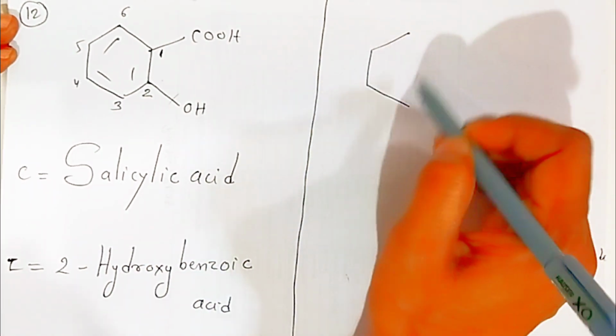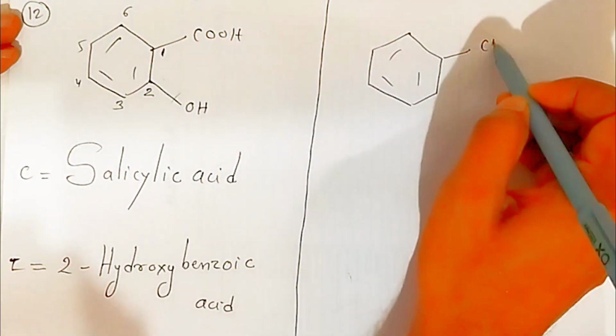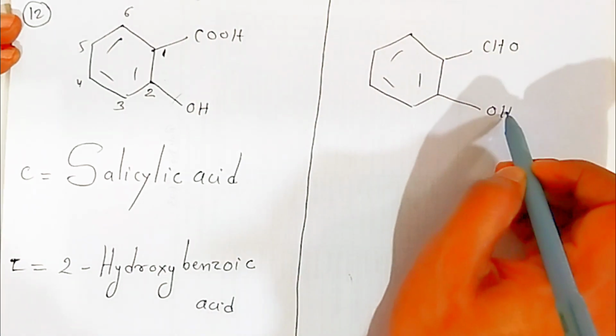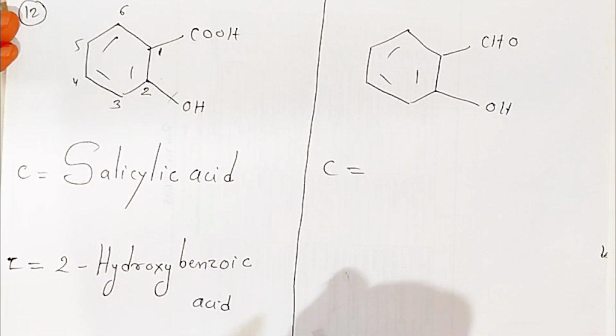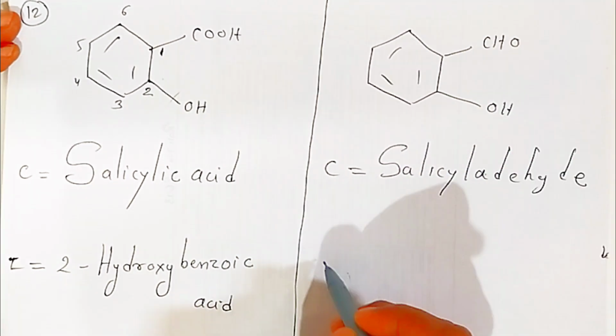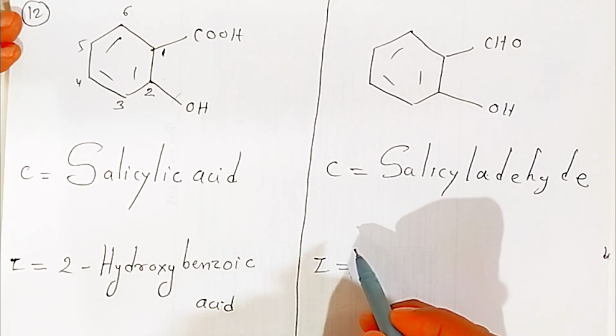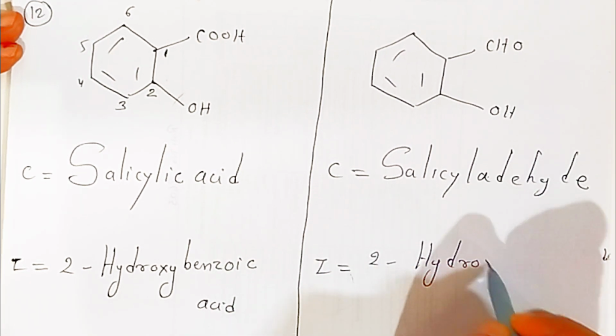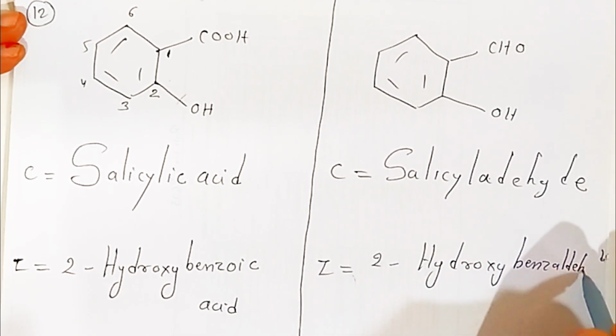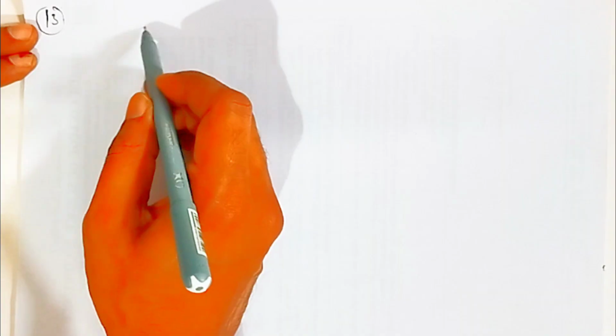Same, students, here if there is a benzaldehyde, here the hydroxyl group is there. So what will be the common name, students? If you want to name this molecule, you have to call it salicylaldehyde. Now what will be the IUPAC name, students? The IUPAC name will be 2-hydroxybenzaldehyde.